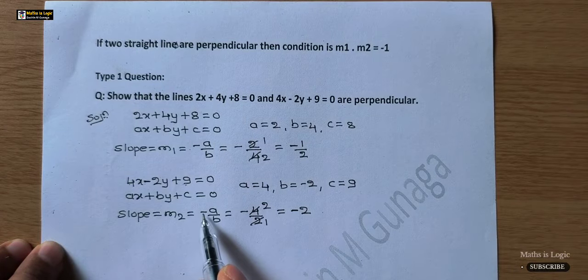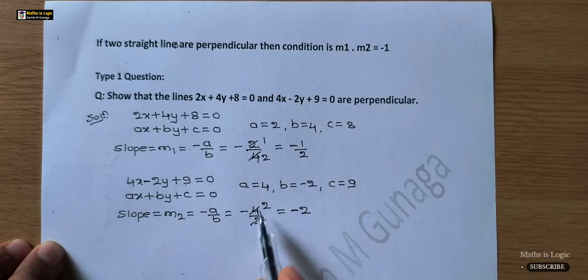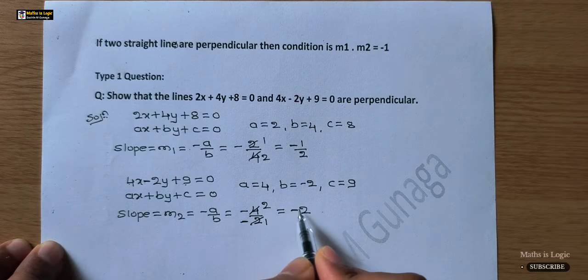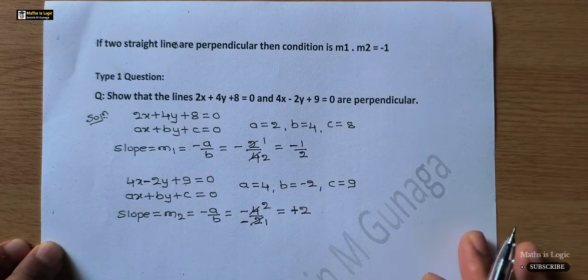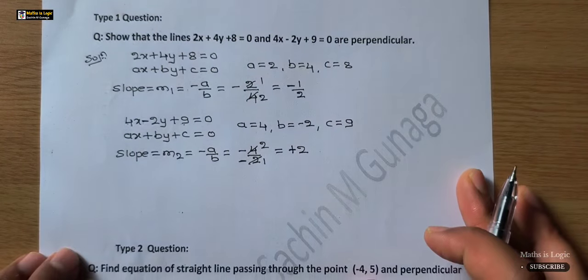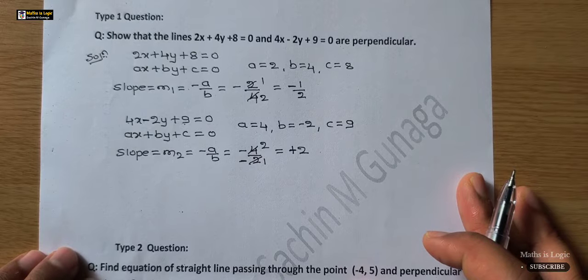Sorry, here minus, keep it as it is. A value is 4 and b value is minus 2. So minus divided by minus becomes plus 2. Now after finding m1 and m2, next multiply.